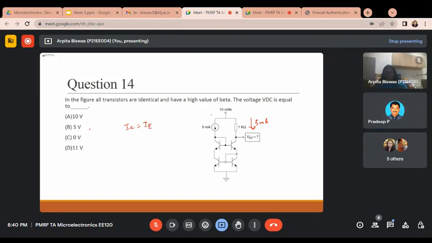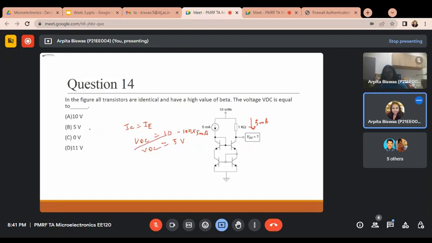Okay, so through this 1 kilo ohm resistance, 5 milliamps current is flowing. So VDC equals simply 10 minus the resistance value 1 kilo ohm into 5 milliamps, and VDC equals 5 volt. This is the right answer. So can we move to the next question?